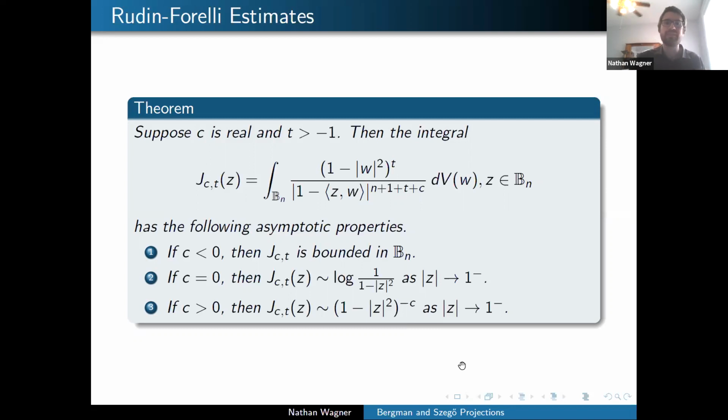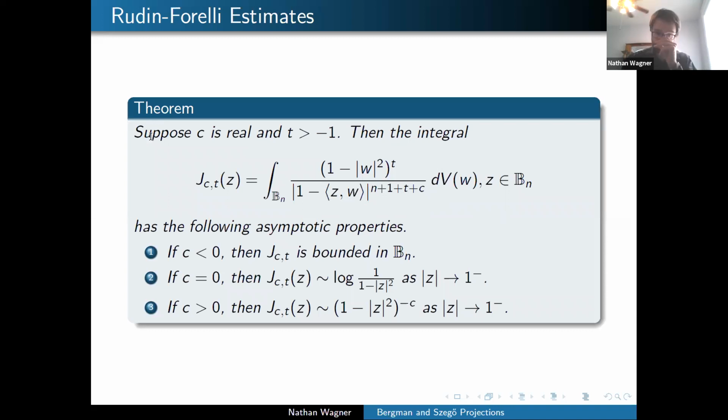Okay, so the second piece of this proof that Rudin and Forelli used is often called the Rudin-Forelli estimates. Basically, this estimates integrating quantities like this over the ball, and you notice that this quantity in the denominator is like the Bergman kernel. I have the n+1, but then I also have this plus c.